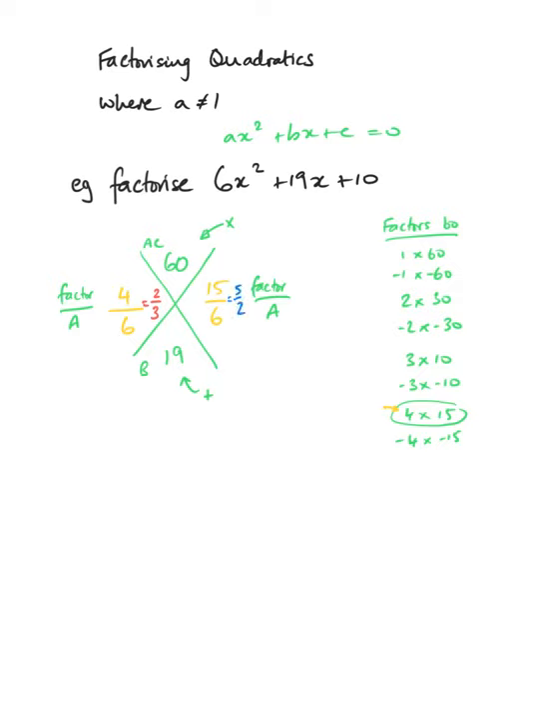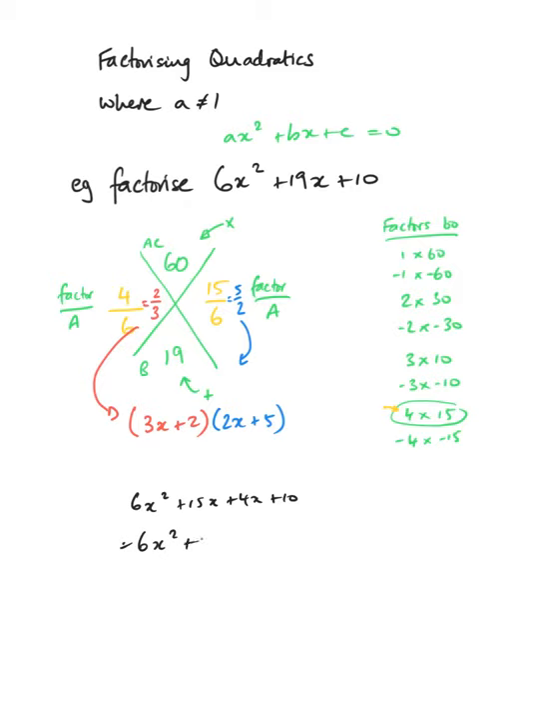Now, those red and blue numbers are going to give me my brackets. This is the bottoms up method. I'm going to have the bottom first, so 3x plus 2 multiplied by 2x plus 5. If you want to just check, if we multiply that out, I'll get 6x squared plus 15x plus 4x plus 10, which is 6x squared plus 19x plus 10.